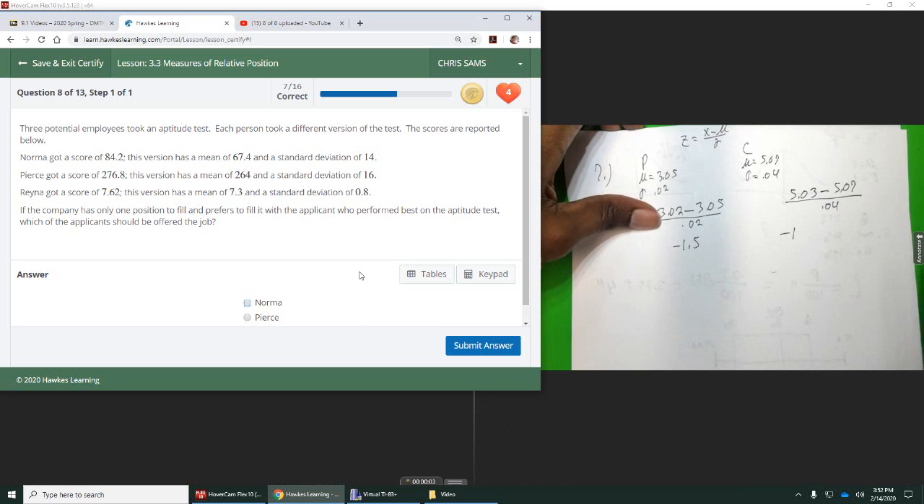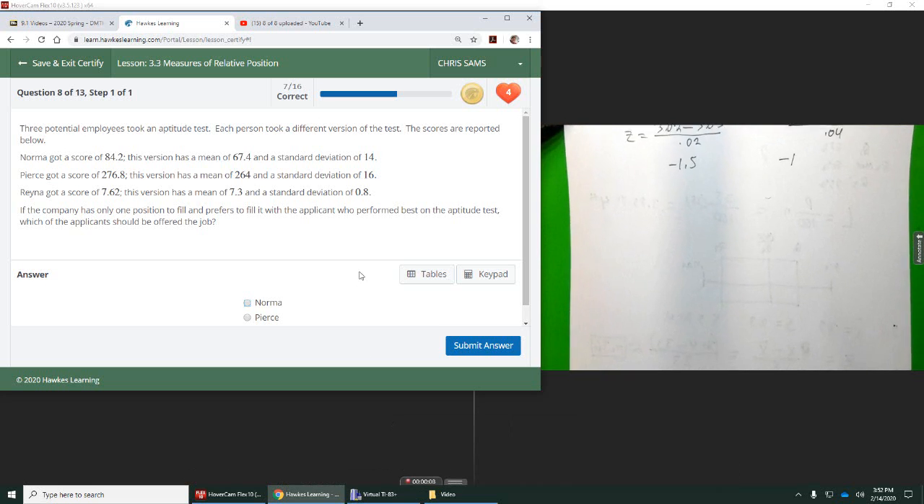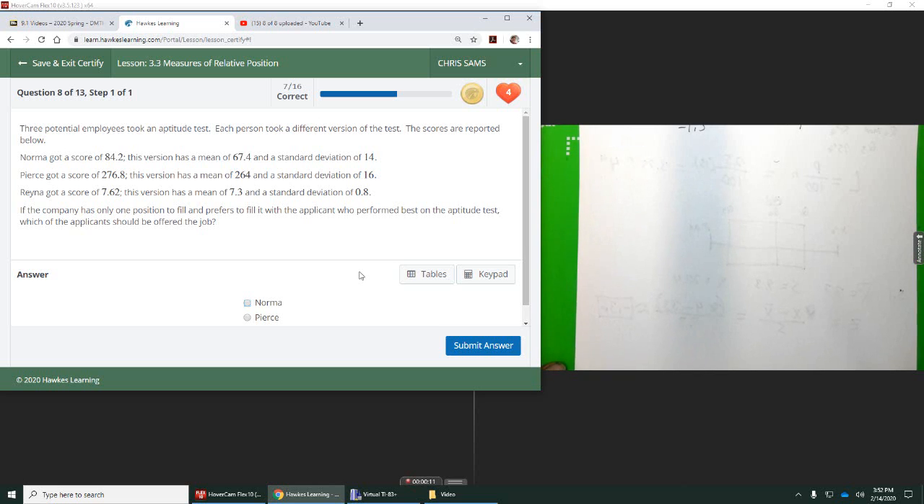Number 8, it says 3 potential employees took an aptitude test. Each person took a different version of the test. The scores are reported. Norma 84.2. The mean of that version was 67.4. Standard deviation of 14. We got Pierce, his score, mean, and standard deviation, and then Raina, score, mean, and standard deviation. If the company has only one position to fill and prefers to fill it with the applicant who performed the best on the aptitude test, which applicant should the job be offered?